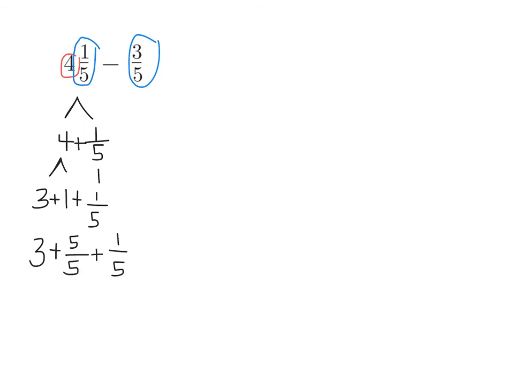We can use a number bond to help us regroup. We can think of 4 1/5 as 4 plus 1/5, right? But we can think of 4 as 3 plus 1, and then we still have 1/5. Do you guys agree? Yes? What do we know about 1? That's the same as 3 plus 5/5 plus 1/5. So therefore, 4 1/5 is the same as 3 and how many fifths? 6/5.